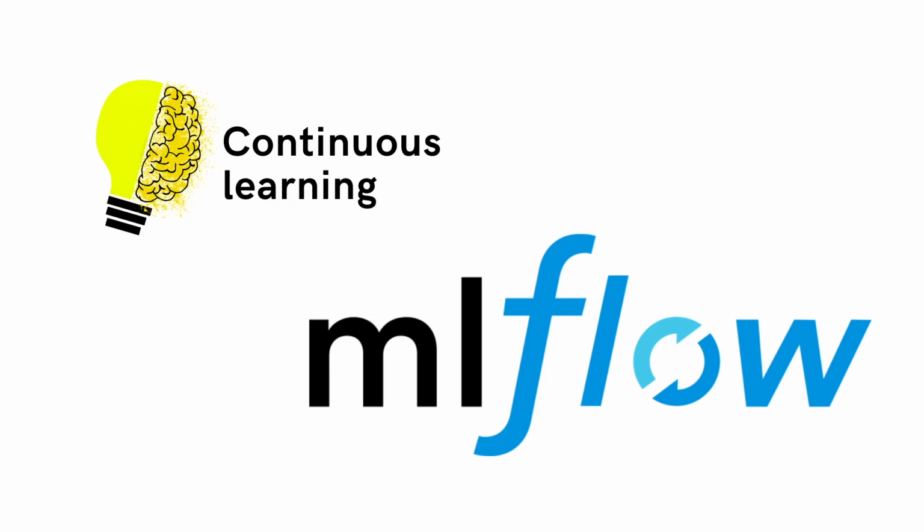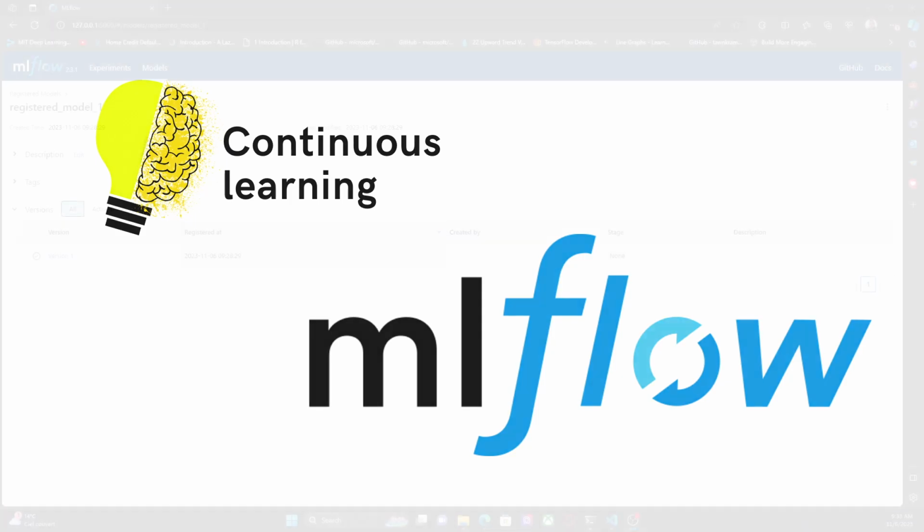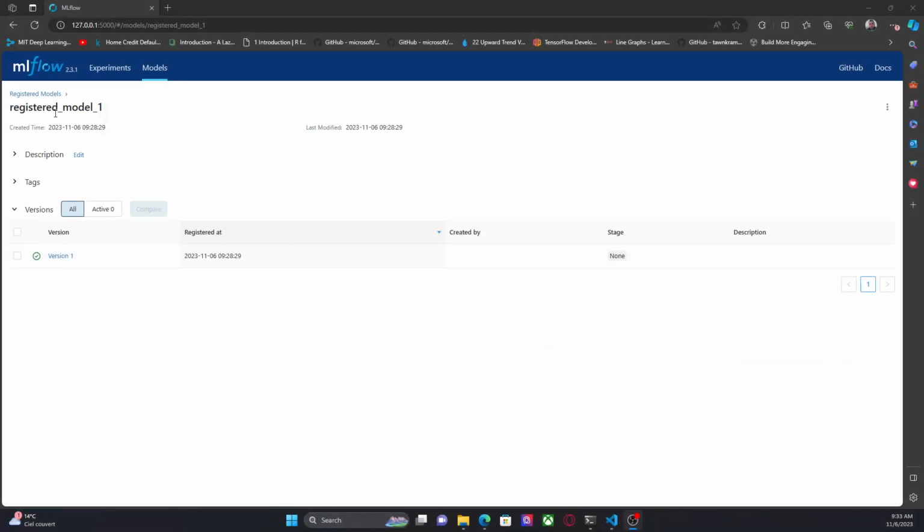In the previous video, we saw how to create a model in the model registry, how to create a model version, how to transition the model version to different stages, and how to delete a model version and a registered model. So let me show you again what we have. This is the registered model that we created using the Python client, the MLflow client.